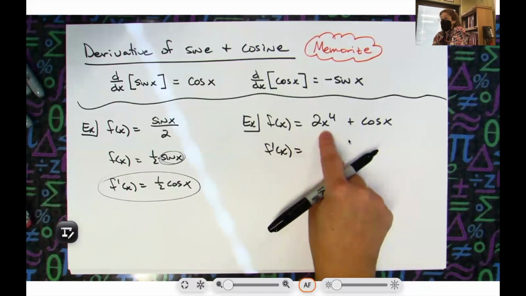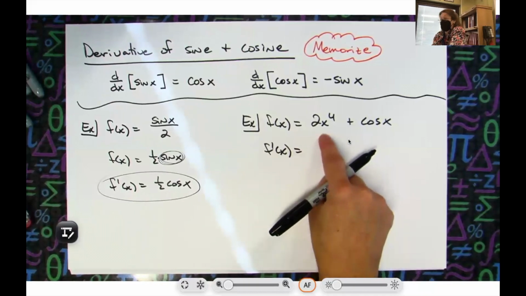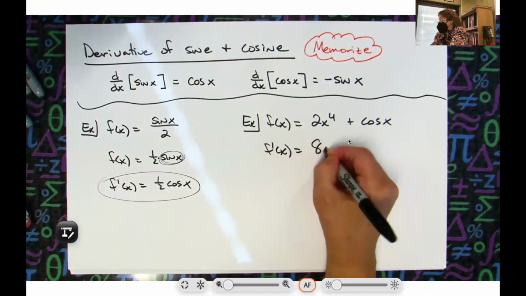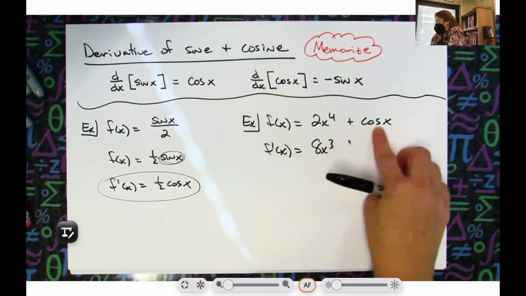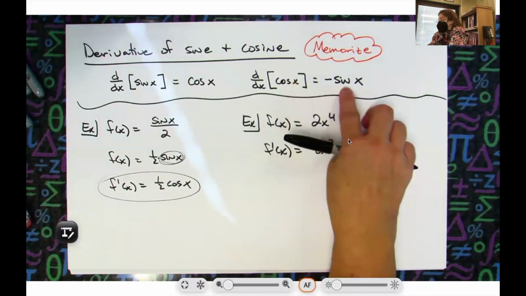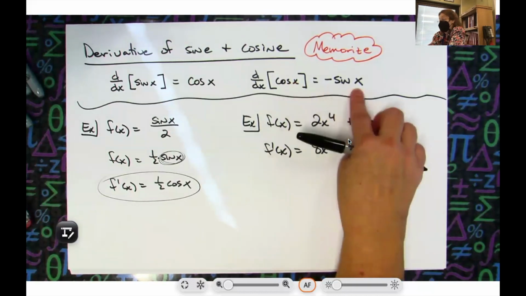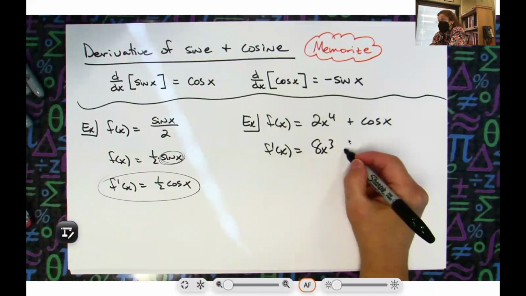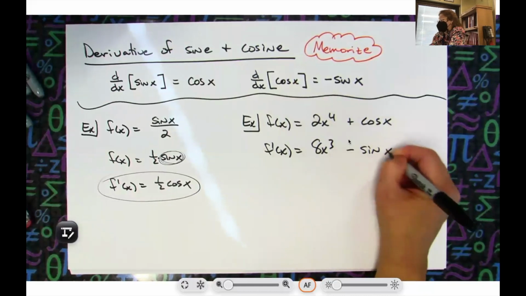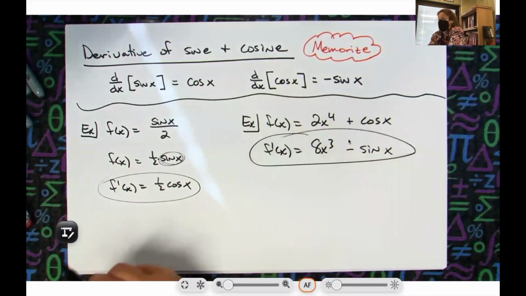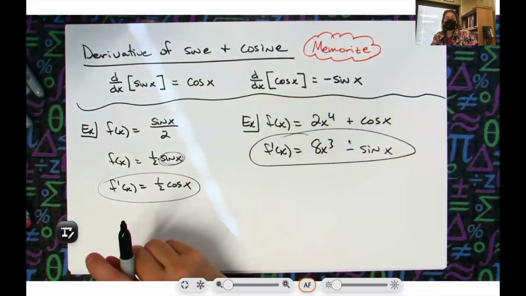All right, now you're going to do this just the way we've been doing it. So this is going to be what? 8x to the 3rd. All right, so that one's not bad. All right, now this says plus cosine x. Derivative of cosine is negative sine. So minus sine x. And like I said, these are very, very simple because of baby steps. We're doing baby steps.